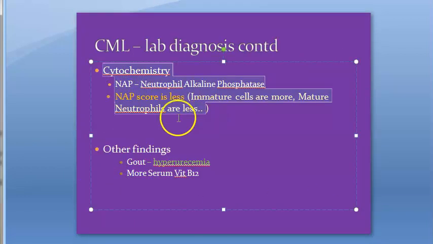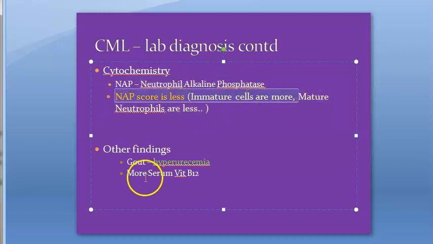Then cytochemistry, the NAP score will be what? It will be less because immature cells are more. Then there can be gout, etc.